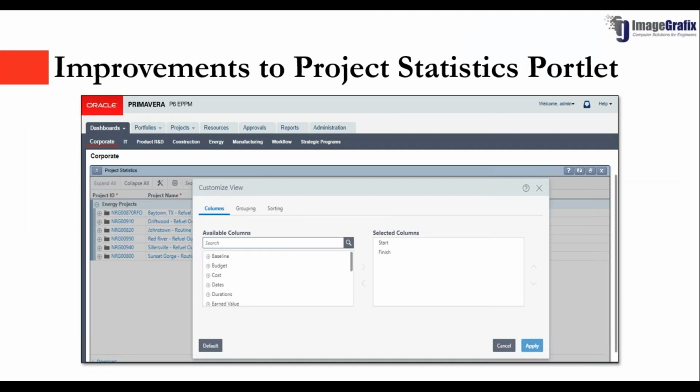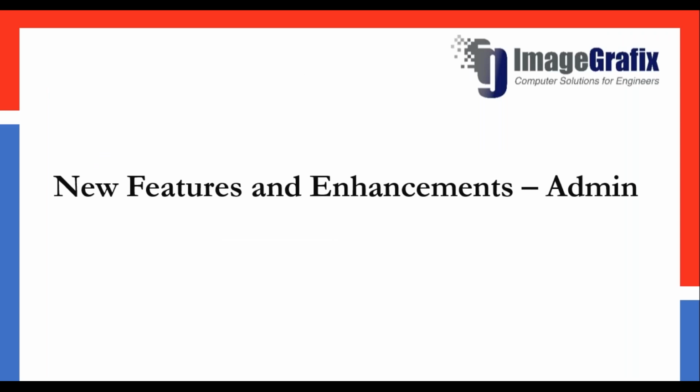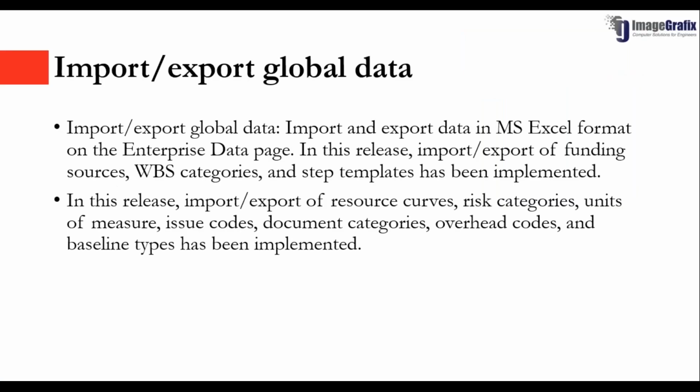Now we are going to new features and enhancements for admin users, who have admin super user access. For admin users, there is import and export of global data. Within this release, Oracle has given the option to import and export your enterprise or global data in XML format, where you can download your financial periods, and all the details such as the WBS categories, project codes, overhead codes, document categories, all the codes and baseline types.